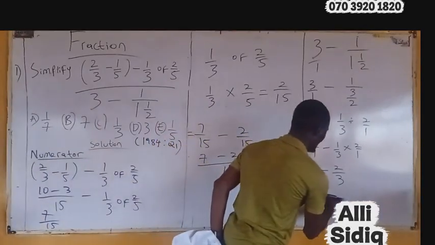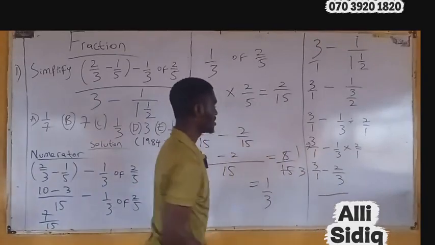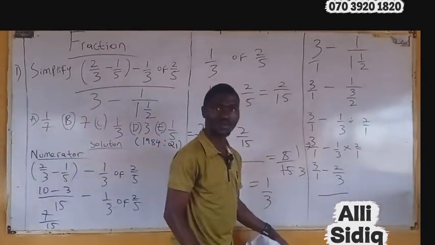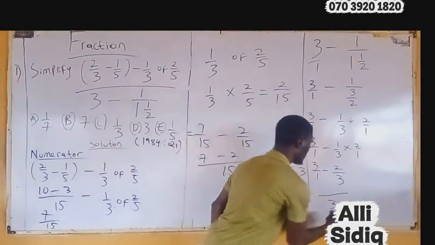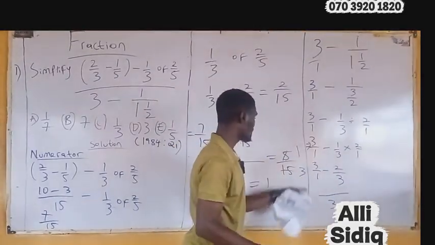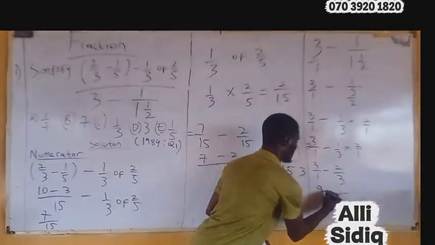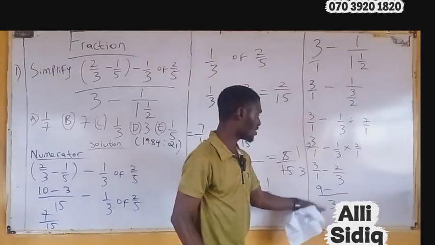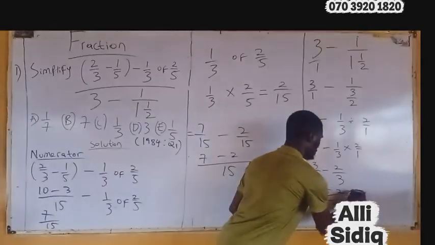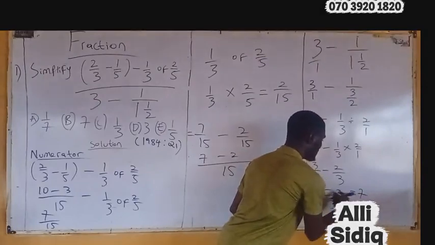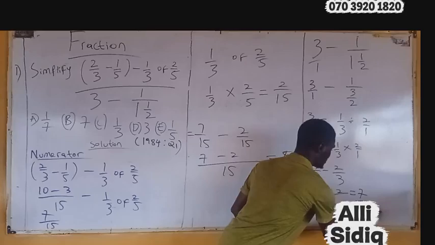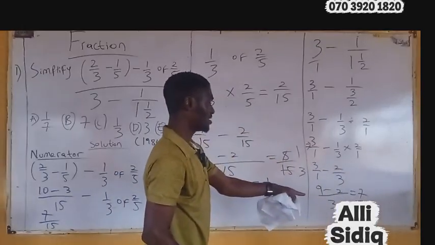So I'll look for the LCM of 3 and 1. The LCM of 3 and 1 is giving me what? Just 3. You can try it. 1 in 3 is 3. 3 times 3, 9. Minus 3 in 3, 1. 1 times 2, 2. So 9 minus 2 is 7 over 3. This is my answer for my denominator.